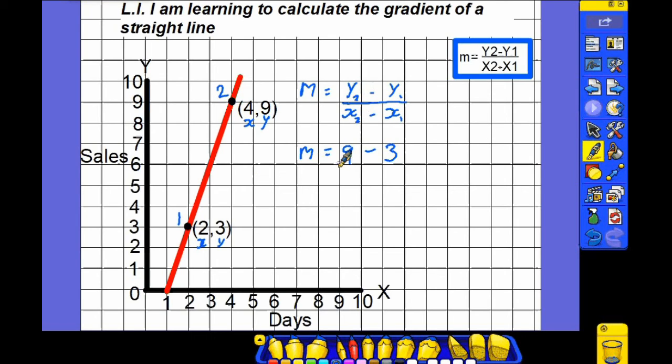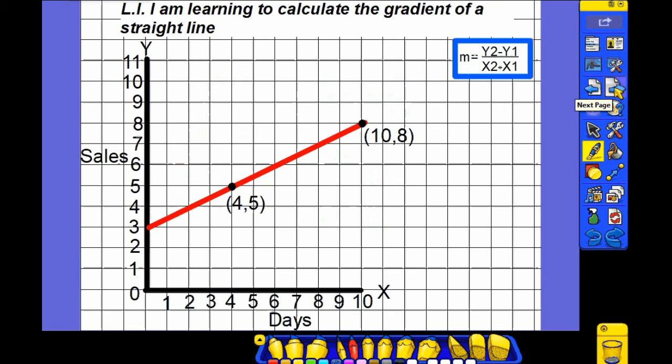So the top part of this is 9 minus 3, and we're going to divide that by x2, which is 4 this time, and x1, which is 2. So this time, m equals 9 minus 3 is 6, 4 minus 2 is 2, so m equals 6 divided by 2. What's the answer to that? Well, it's 3. So the gradient in this case seems to be 3. And just looking at it, again, that seems to make sense. We go along 1 and up 1, 2, 3. There. Along 1 and up 1, 2, 3. So in this case, we have a much higher gradient, a gradient of 3, and so we have a steeper line. So for every 1 along on the x-axis, we go up 3 on the y-axis.